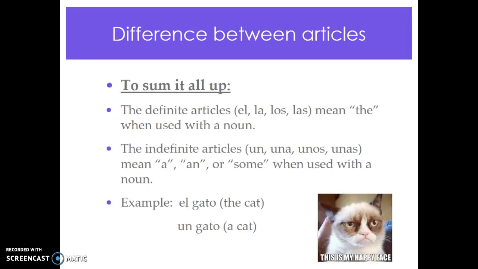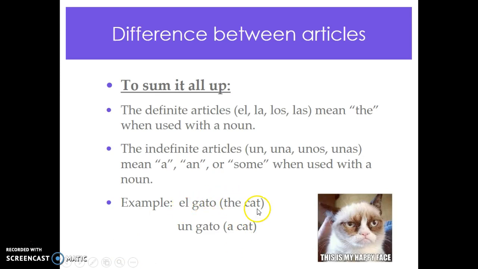Okay, so indefinite articles and definite articles function the same way. They just mean different things. Okay, so to sum it all up for you, again, just to put it on one page, the definite articles, which are el, la, los, and las, mean the when used with a noun. And the indefinite articles, which are un, una, unos, and unas, mean a, an, or some when they are used with a noun.